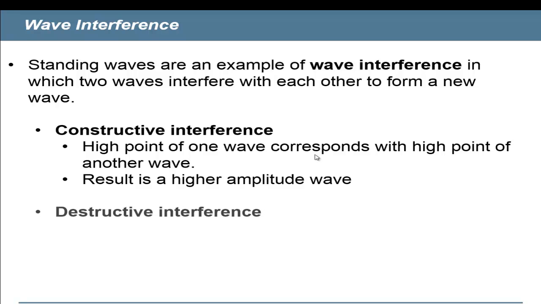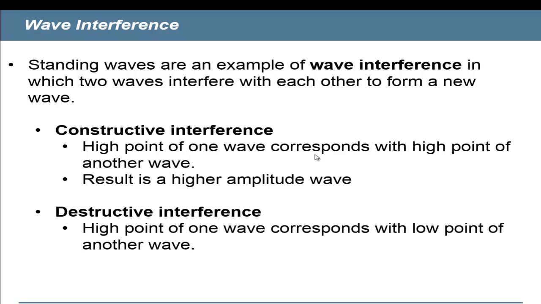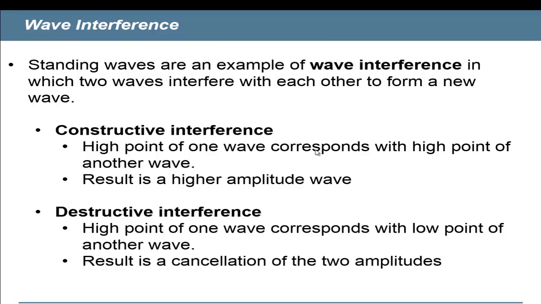We also have destructive interference. So this would be where the high point of one wave corresponds with a low point of another wave. And again, this is where we get the nodes in standing waves. And so the result here is a cancellation of the two amplitudes. So constructive interference builds together.